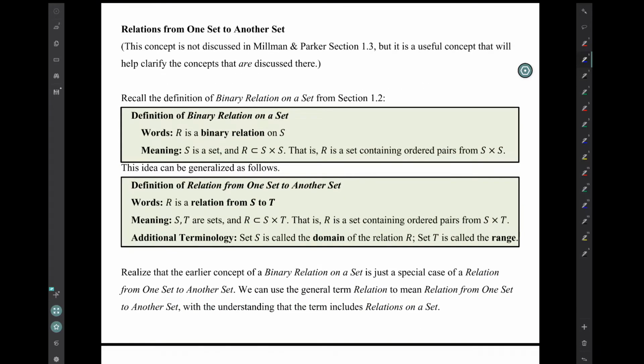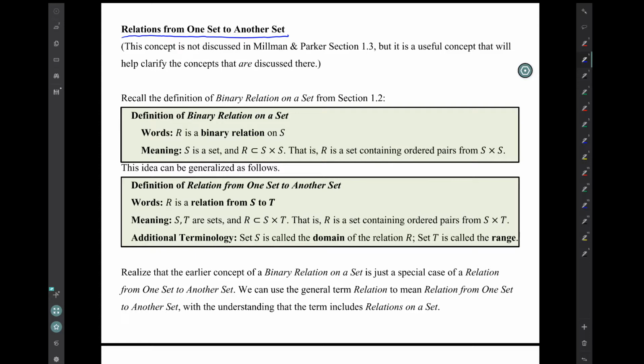As I mentioned, we'll start by discussing relations some more. We'll be talking about what are called relations from one set to another set. This concept is not discussed in our book, section 1.3, but it is a useful concept that will help clarify the concepts that are discussed in our book.